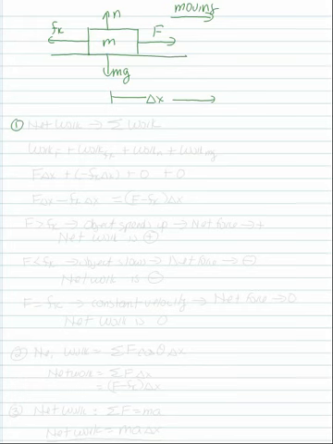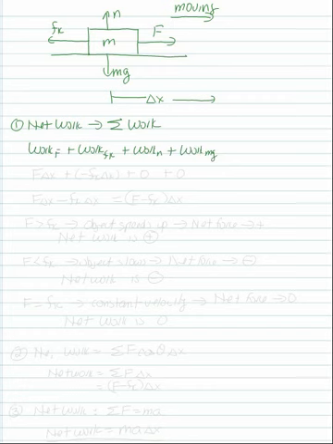One way of calculating the net work is to sum all the work. So from the previous example, we had 4 forces doing work. So if we were going to add the work done by all the forces, it would be the work done by F plus the work done by Fk plus the work done by N plus the work done by Mg.